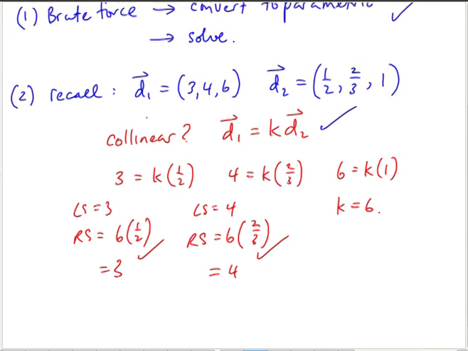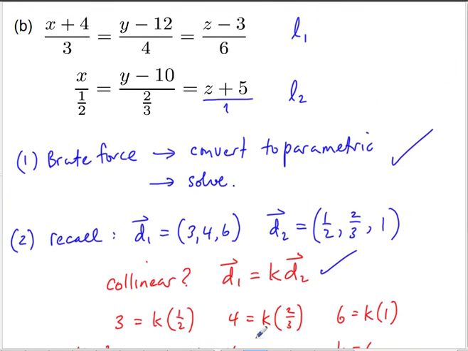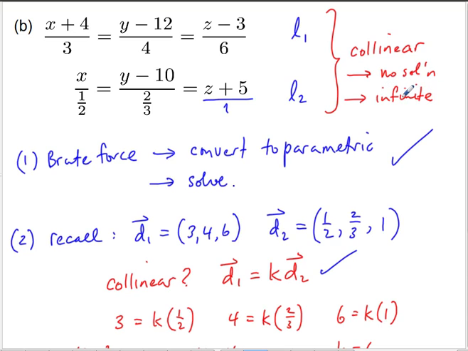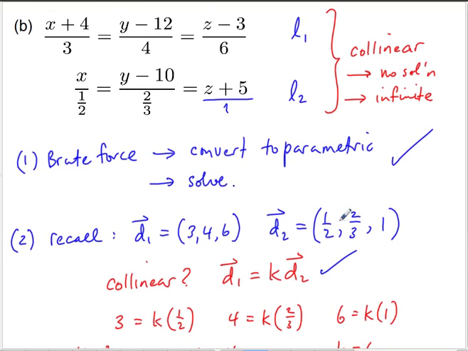And if they're collinear, that means I only have two options for these lines. So since we have discovered that these lines are collinear, we've only got two options here, which means we can have no solution or we can have infinite solutions. The idea of a single solution is now off the table.